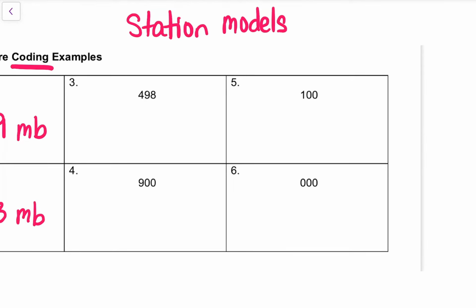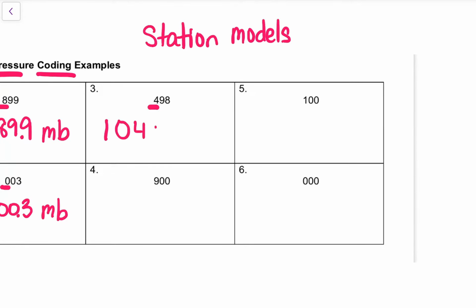Number 3. Here the first number is a 4. 4 is less than 5, so I want to put a 10. Then I copy down the number, 4, 9, 8. I have to add the decimal point between the last two numbers, and then add my units.